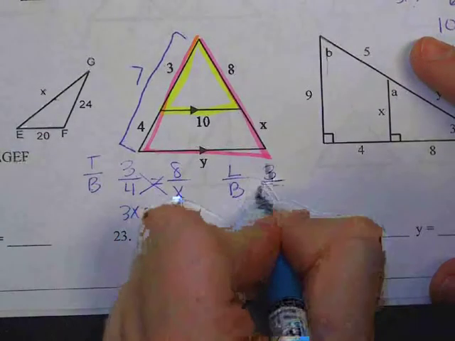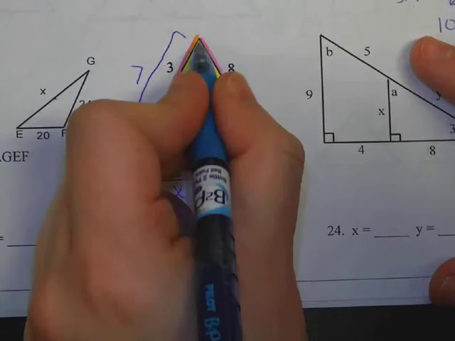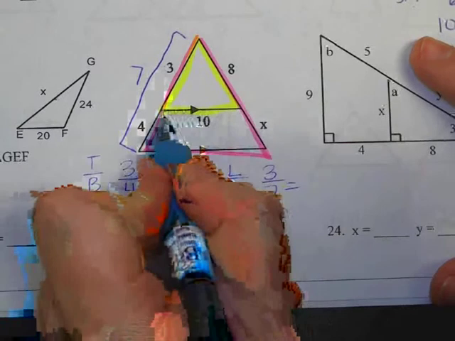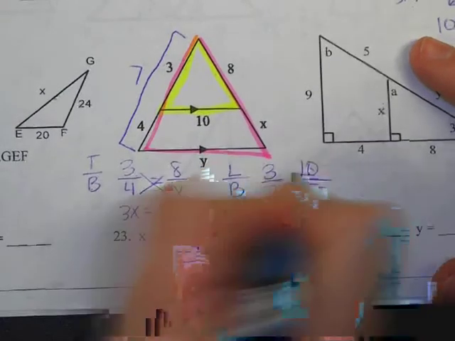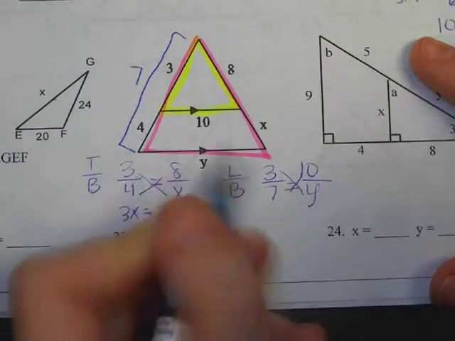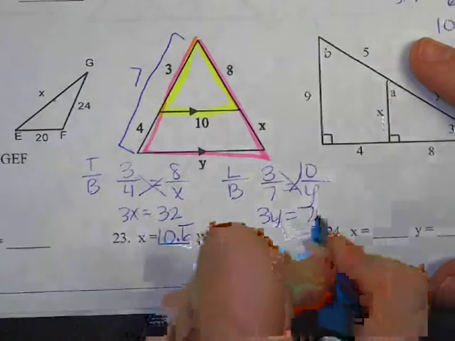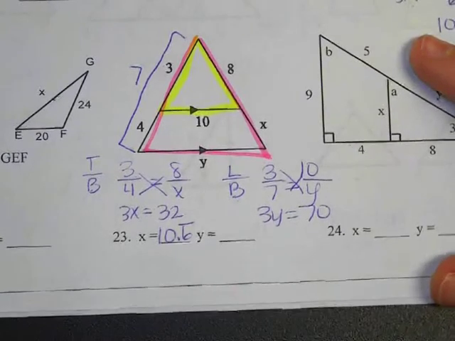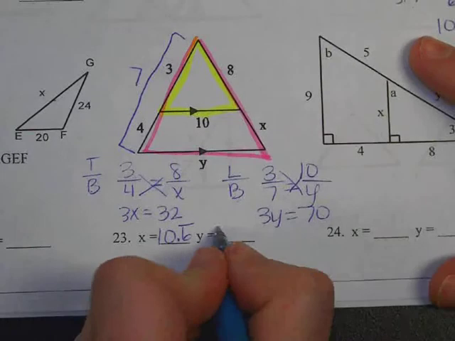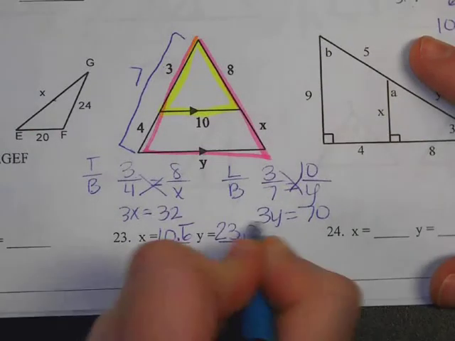So we could do 3 over the whole side. The whole side of the little is 3. The whole side of the big is 7. Set it equal to the bottom of the little to the bottom of the big. So 10 over y. So we'll cross multiply this. We get 3y equals 7 times 10 is 70. And then 70 divided by 3 gives us a y value of 23.3 repeating.